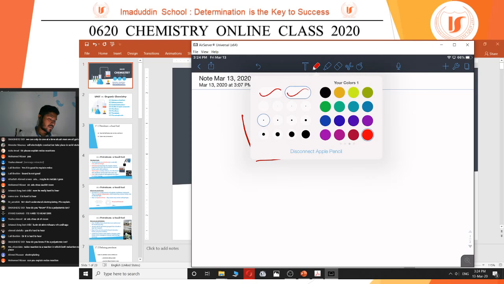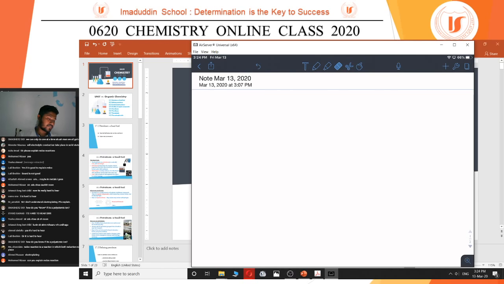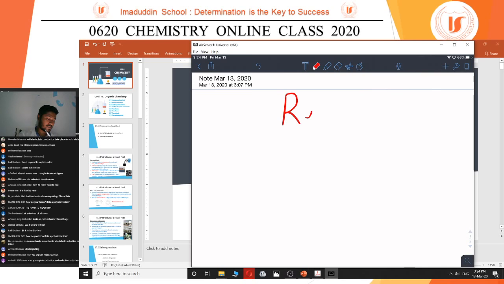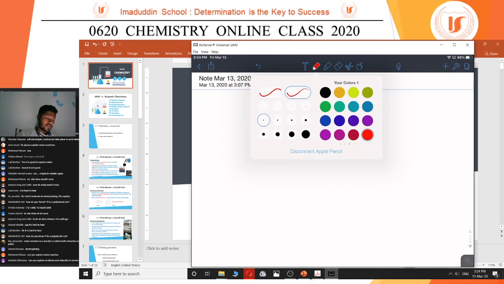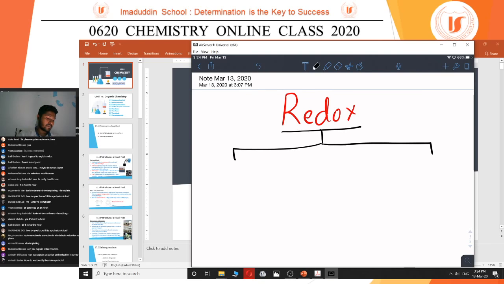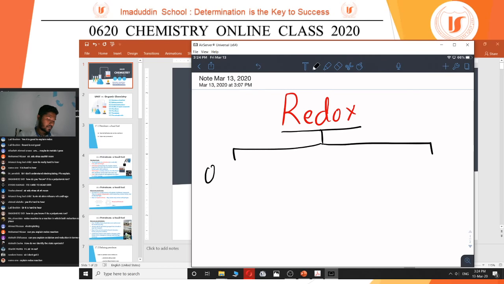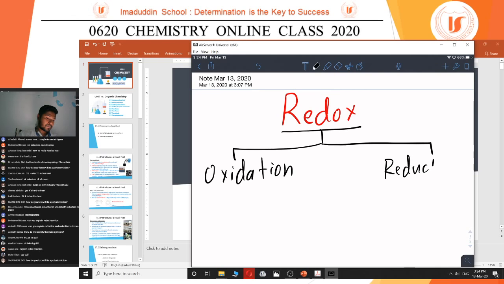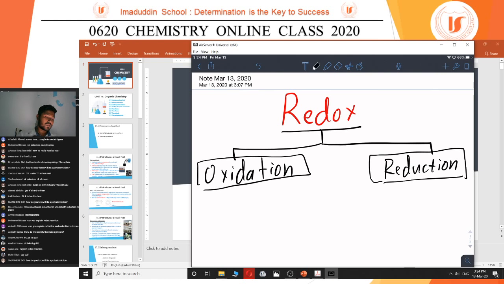So there's another question one student is mentioning about redox reaction. Redox is actually a very simple concept. Here, what you have to know is redox is mainly about two concepts, that is oxidation and reduction. If you know these two concepts, then you will be able to learn easily what a redox reaction is.